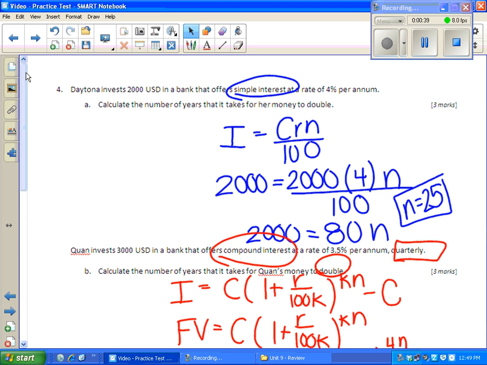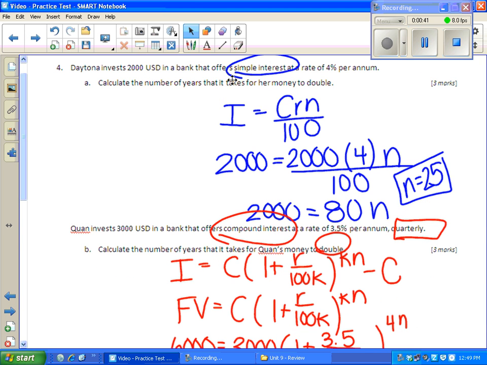Question 4 was a simple interest question. It actually said simple interest rate in the question, so I used I equals CRN over 100. The tricky part here is that they're talking about money doubling. So if she starts with $2,000, for it to double, her interest would have to be $2,000. So now she started with $2,000, has $2,000 in interest, which would mean she now has $4,000. Now her money has doubled. So you just substitute everything you know in, and you end up with 25 years.